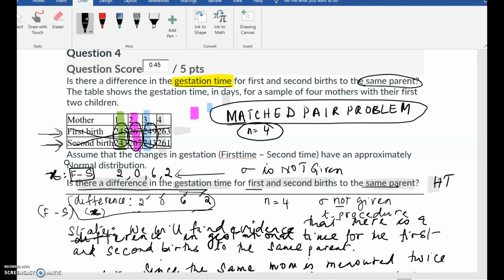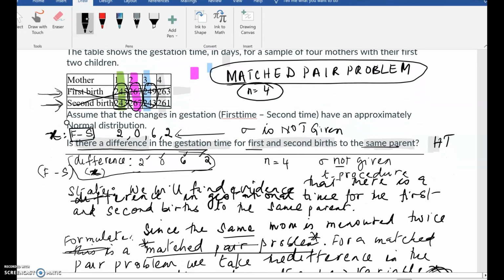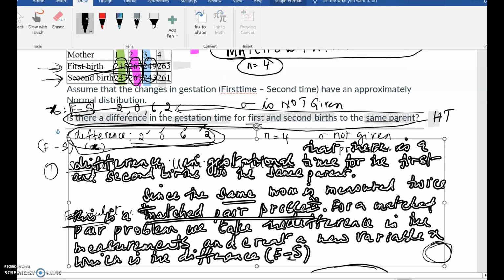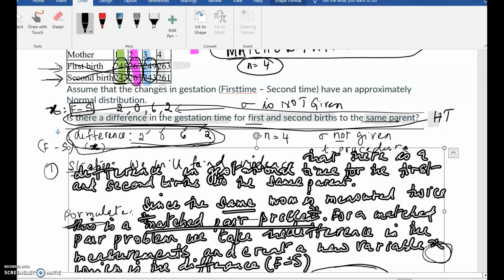So if the question said something like estimate the mean difference or find the mean difference, that would be a confidence interval. But here it is a hypothesis test, and we're going to work with these data. So the statement in the 4-step process is we will find evidence that there is a difference in the gestational time for the first and second births to the same parent. Where do we get the language from? From the question. So that is your statement. We will find evidence. That's what we're trying to do.